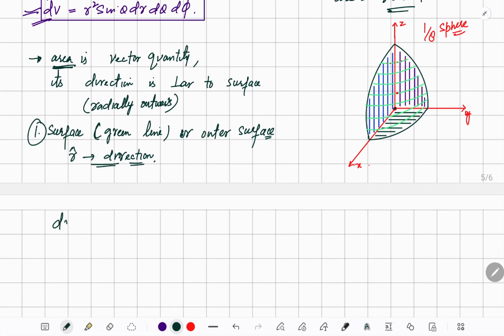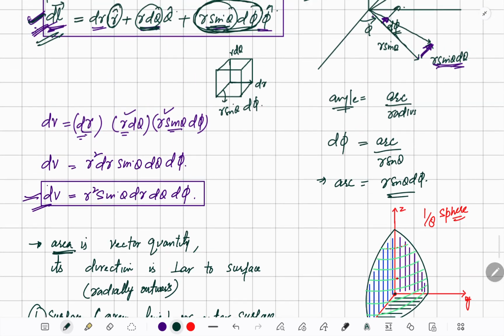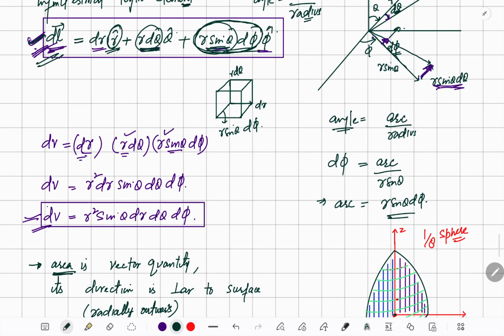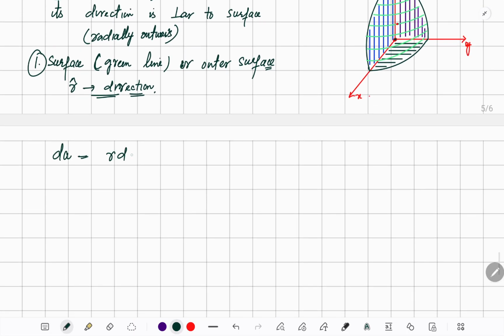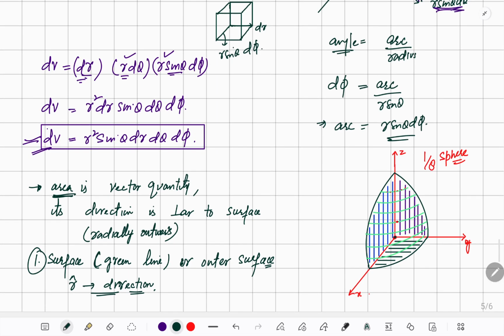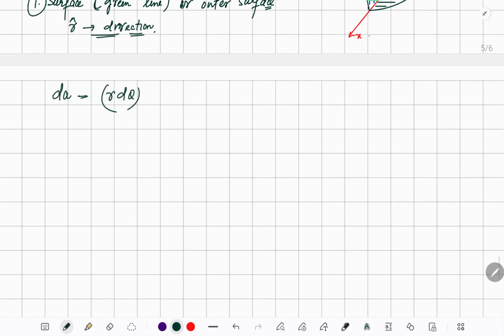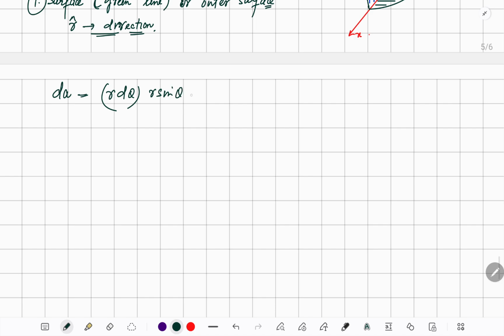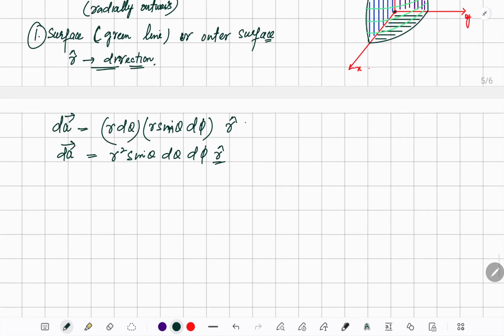Now what would be the area? What would be dA? This part will give the direction, and the remaining parts will give the area. So r d theta into r sine theta d phi, with direction r cap. So we can write it as r square sine theta d theta d phi r cap. So this is the dA. This is the first surface.